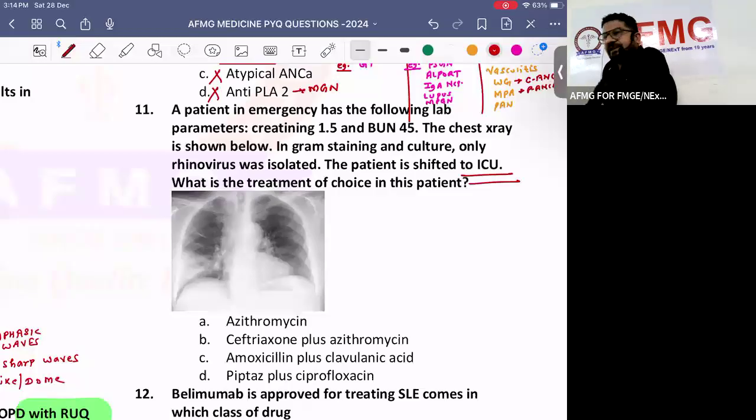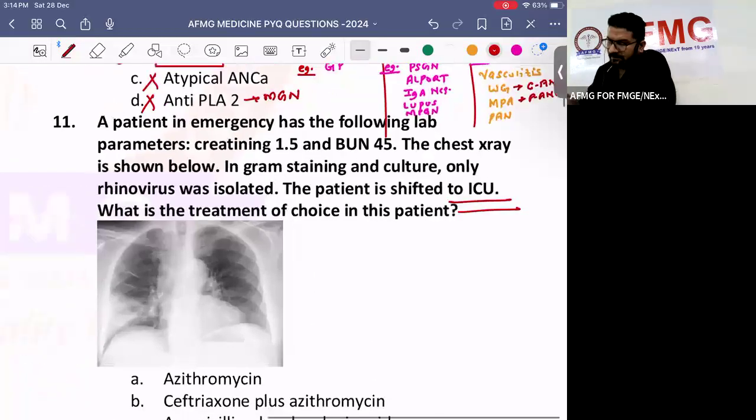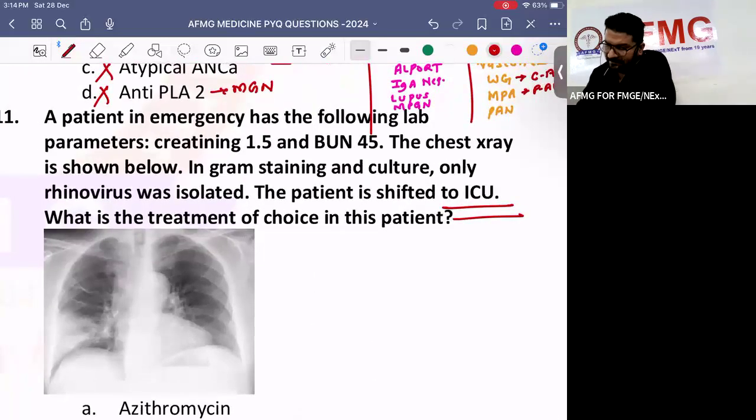Read the question once. A patient in ICU, simple. The patient has the following parameters. Creatinine is 1.5, means some kidney involvement. BUN is 45. An X-ray is given. Then you can see rhinovirus. So you can see some atypical infiltrate here, means some interstitial infiltrate. The patient was shifted to ICU.